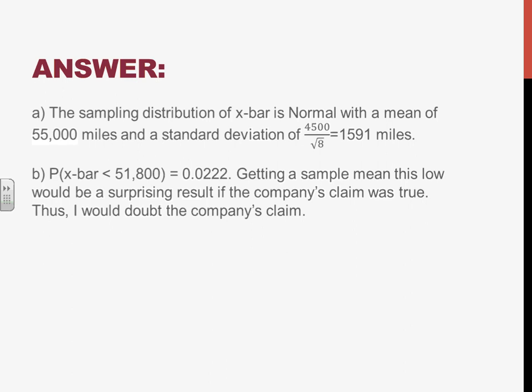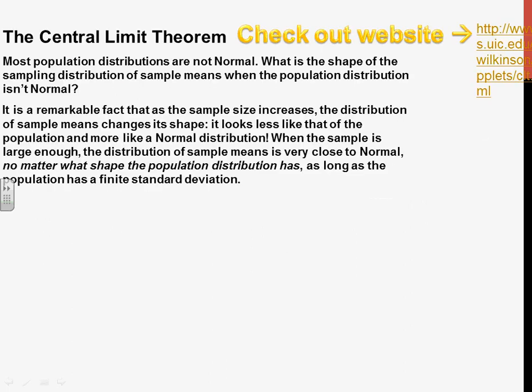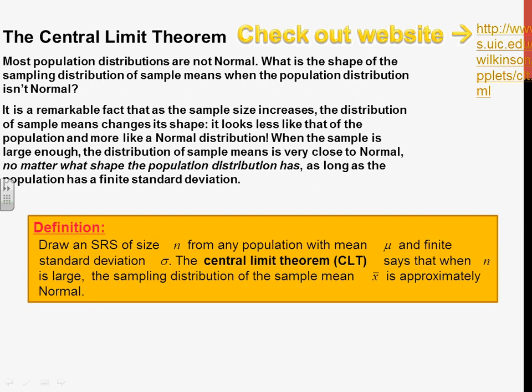Now, the central limit theorem, and this is a website if you want to open the PowerPoint notes and go to it, you can click on it. Most population distributions are not normal. Okay, so what's the shape of the sampling distribution of the sample means when the population distribution isn't normal? So think back, as we increased the size, it gets more and more normal. We said, well, how big does it have to be? How much do I have to have? Okay, and that's what the central limit theorem is. It's like if I get bigger and bigger and bigger, then I'm going to become more and more normal.